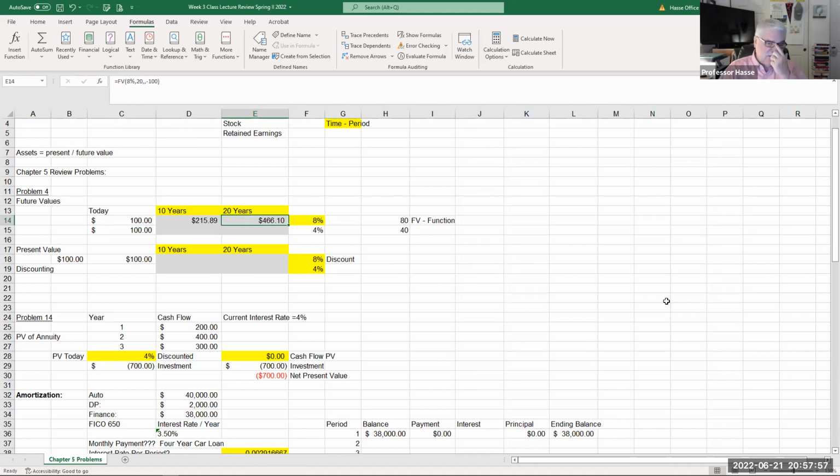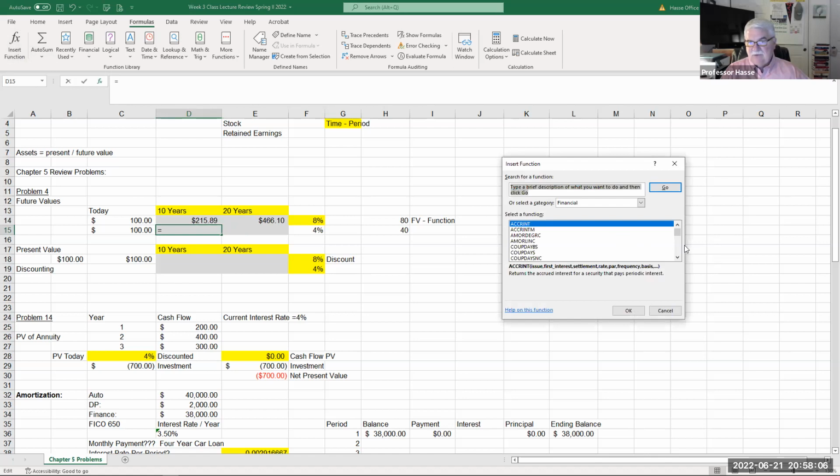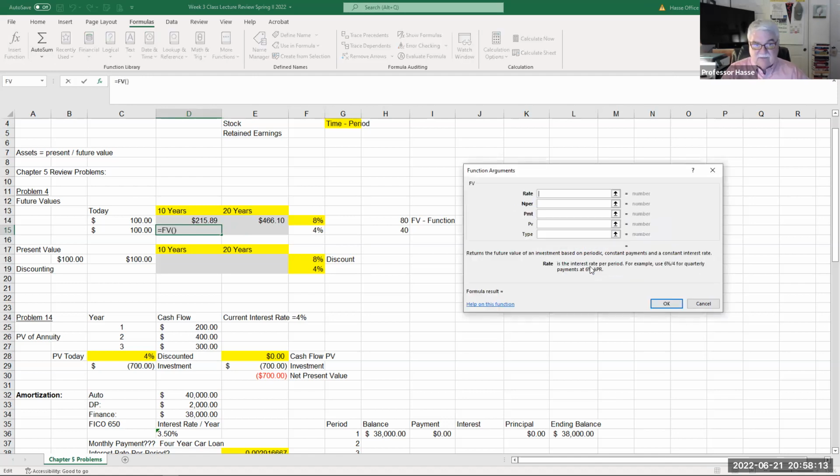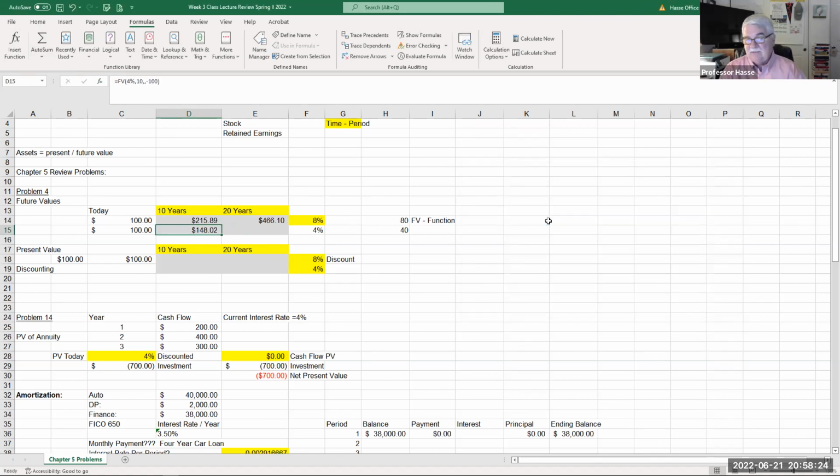All right, but let's take a look at this. What happens if we can only get 4% on our money? Well, again, we have $100, function, financial, future value. Now it's, instead of 8%, it's 4% for 10 periods. $100. And naturally, we're going to get less, $148.02.